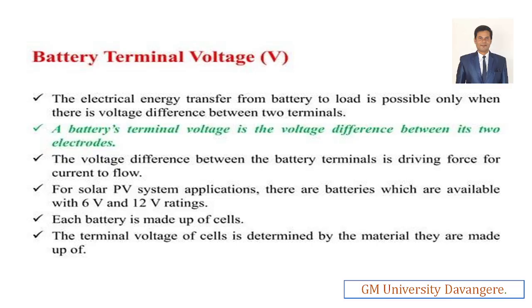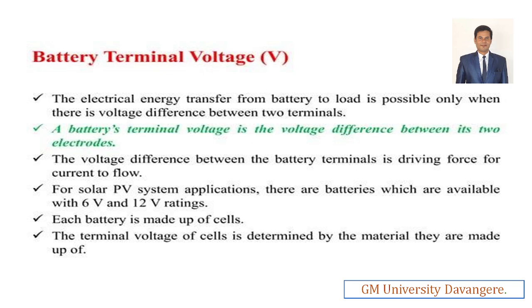So battery terminal voltage tells about the energy transfer from battery to the load. How much energy can transfer from the battery to the loads when there is a voltage difference between the positive and the negative terminals. Right, the battery terminal voltage is the voltage difference between its two electrodes, that is the anode and cathode electrodes, right? The voltage difference between the battery terminals is the driving force for the flow of charges, right?